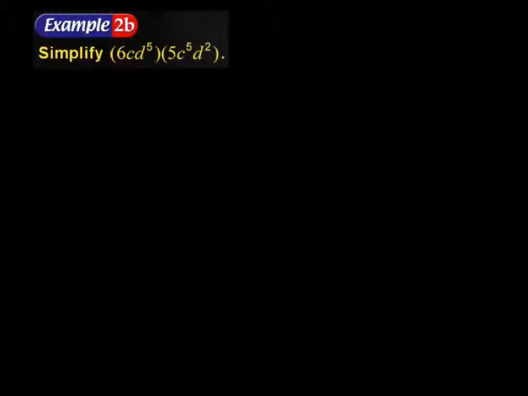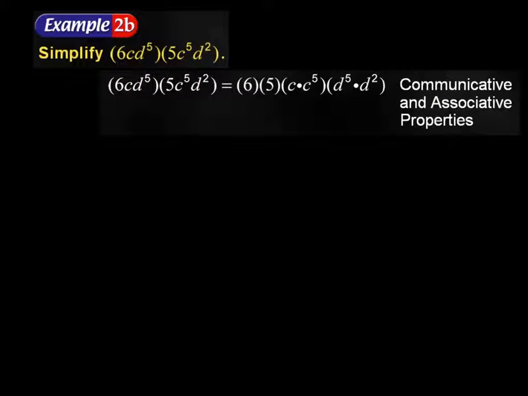To simplify the expression 6cd to the 5th times 5c to the 5th d squared, first we're going to regroup things, reorganize them. So we have the product of the coefficients, 6 times 5, the product of the c's, c times c to the 5th, d to the 5th times d squared, and that used both the commutative with reordering and the associative with putting our parentheses in.